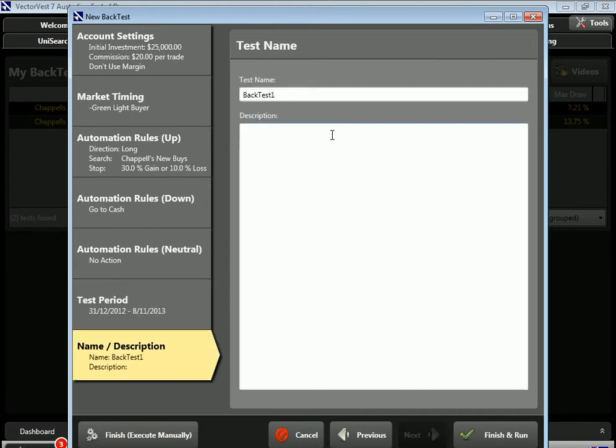From here, we'll just give it a name. And we'll type in the stops that we elected to use, which is the 30-10, along with the 1 per green light. All I've got to do now is click Finish and Run.